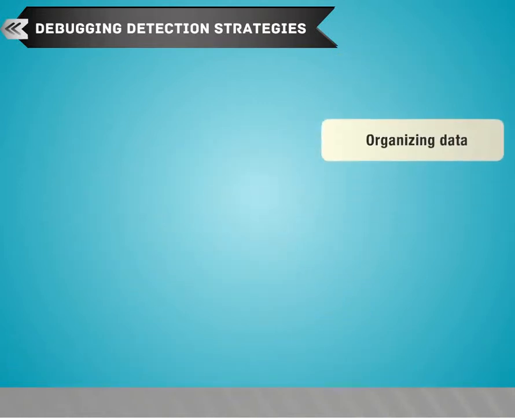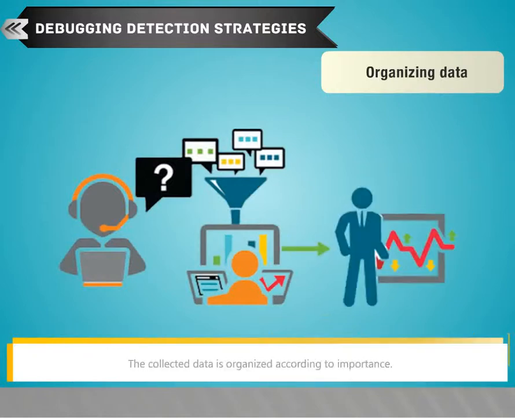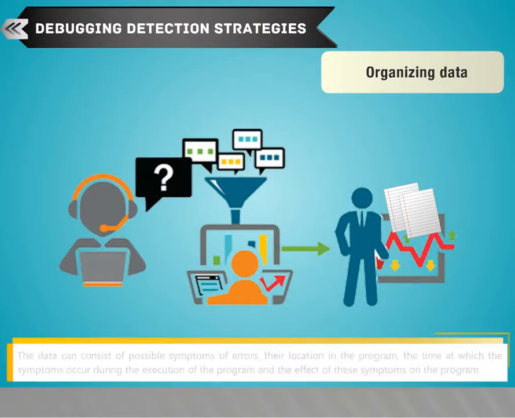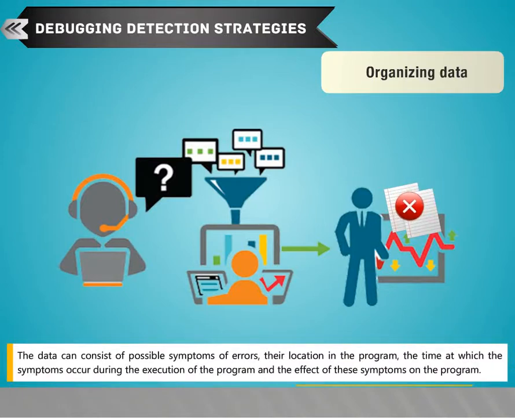Organizing data. The collected data is organized according to importance. The data can consist of possible symptoms of errors, their location in the program, the time at which the symptoms occur during the execution of the program, and the effect of these symptoms on the program.